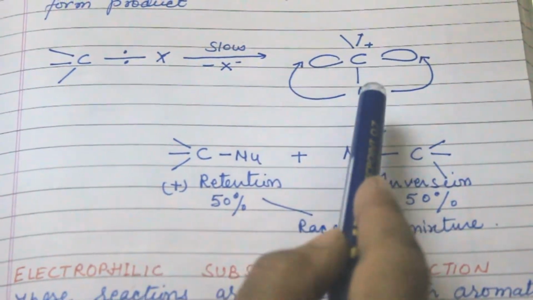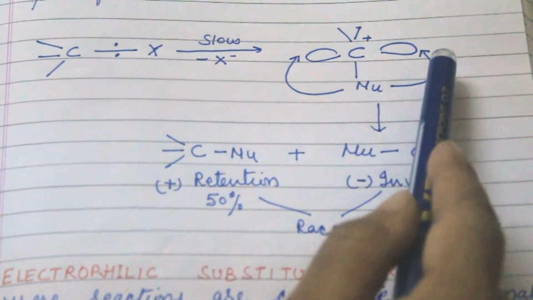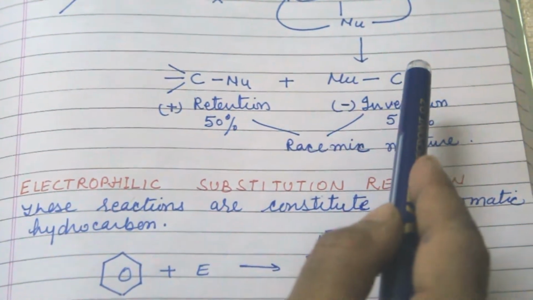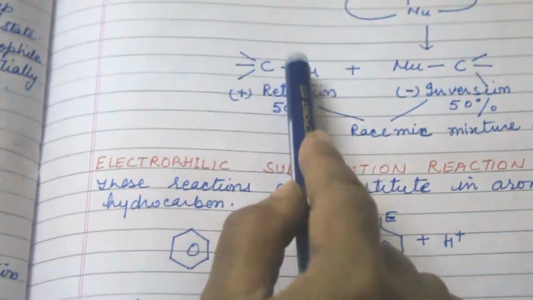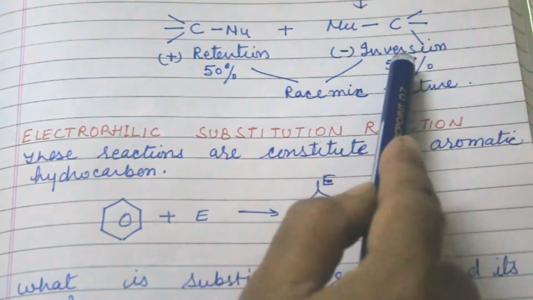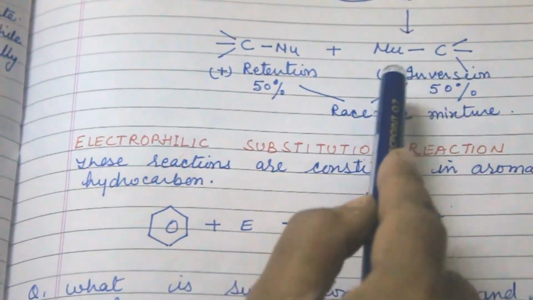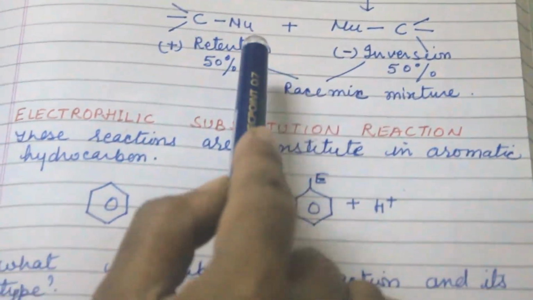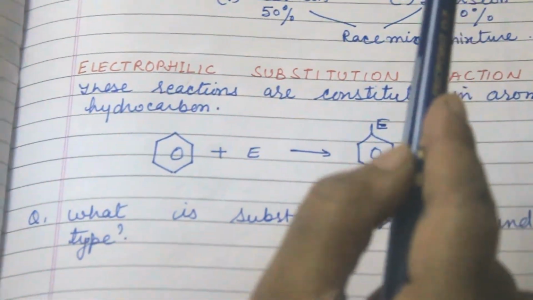Now when the nucleophile attacks this carbocation, it can attack from either side, front or back. When it attacks from the back side, it is known as inversion. And when it attacks from the front side, it is known as retention. Both possibilities are 50-50%. When it attacks the back side, it is the minus state, and when it attacks the front side, it is the plus state. Plus and minus states together are known as a racemic mixture.